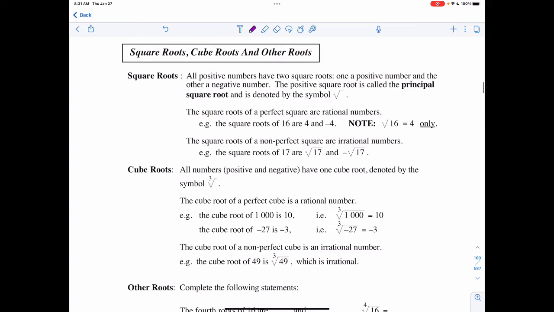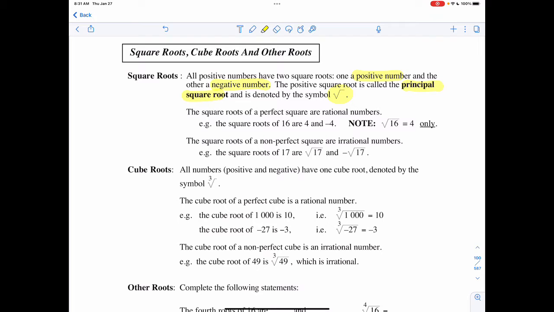We know for square roots, cube roots, and other roots, all positive numbers have two square roots, one that is positive and one that is negative, because a positive times a positive makes a positive, and a negative times a negative will still make that positive. The positive square root we call the principal square root, and that is just using the basic square root symbol.